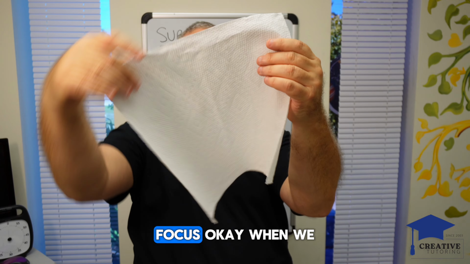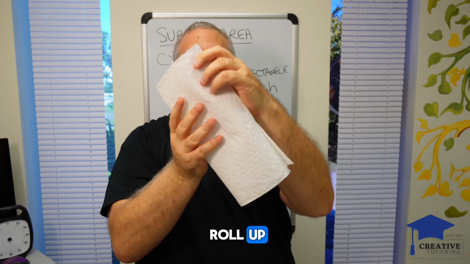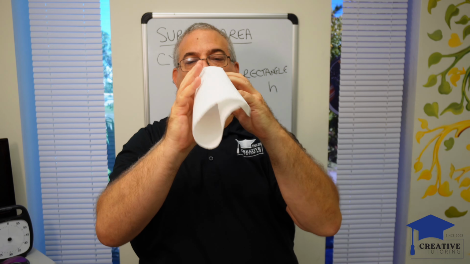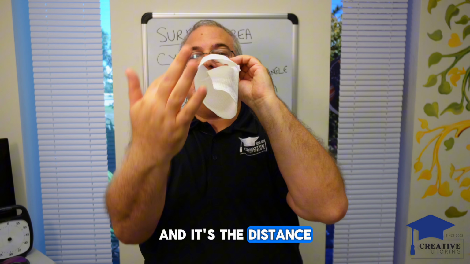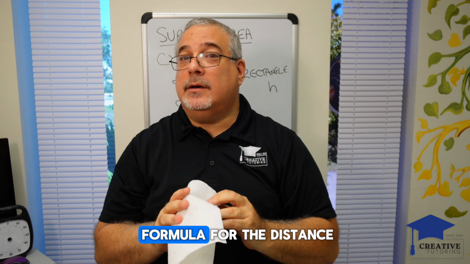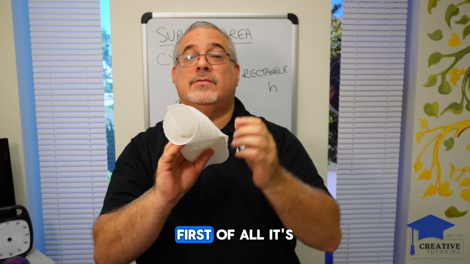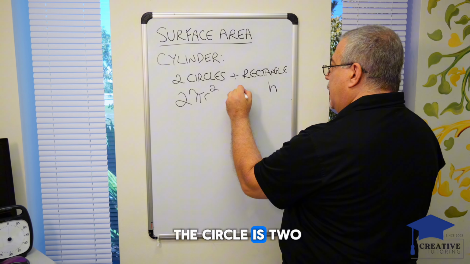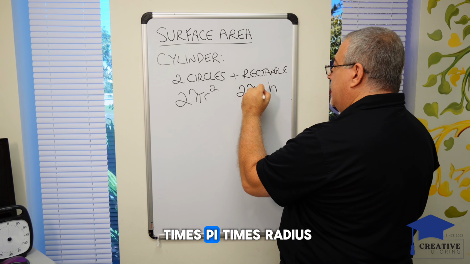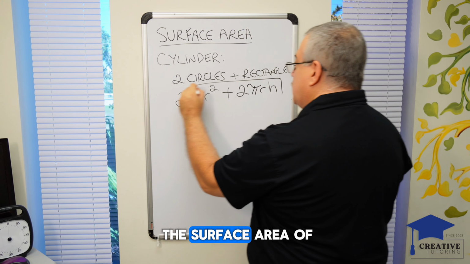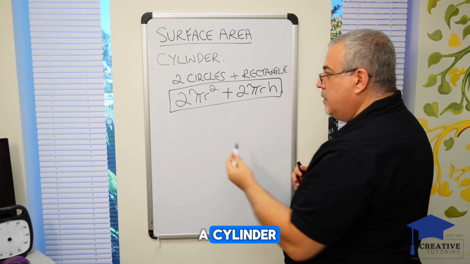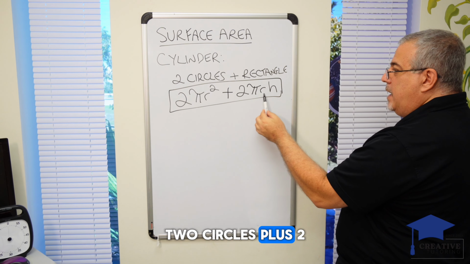Focus. Okay? When we roll up the rectangle, look at that. It becomes a circle, and it's the distance around a circle. And who remembers the formula for the distance around the circle? First of all, it's called a circumference, and the distance around a circle is 2 times pi times radius. And that's how you get the formula for the surface area of a cylinder. 2 circles plus 2 pi r times height.